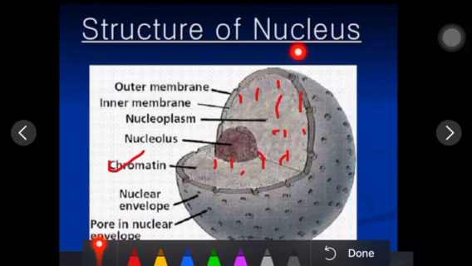Next, it is bounded with an envelope, and this envelope is called the nuclear envelope. It contains small pores, so they can contact another cell organelle easily, right? So they are connected through the pores, and these pores are called nuclear pores. So this is the description of the structure of the nucleus.